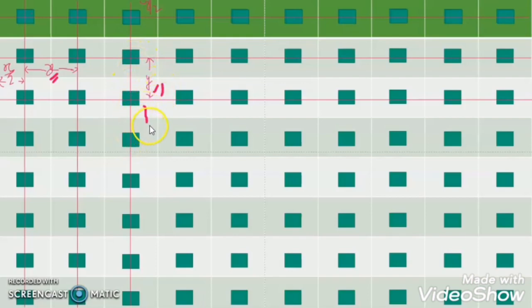So between every light, the distance in columns should be y and the distance between the rows should be x, equal. And there is another rule also: the distance from the wall of the room to the first light will be half of the distance between the lights, so x by 2. Hope you got this one.